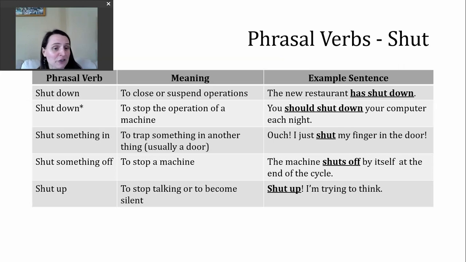The last phrasal verb I have for you is something I want you to be very careful with. So it's the phrasal verb shut up. And many times this could be used as a command or an imperative. So its meaning is if you're saying it to someone else, you want them to stop talking or you want them to become silent, not making any noise. But again, you need to be very careful about how you're using this.